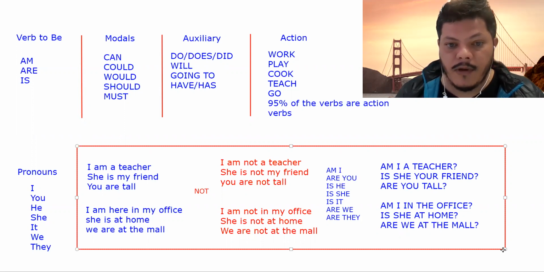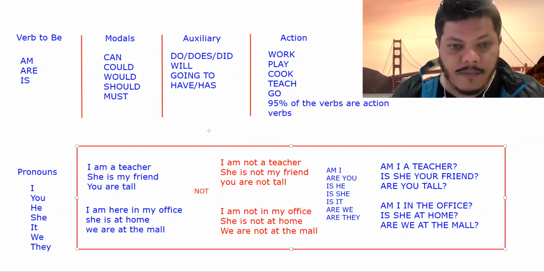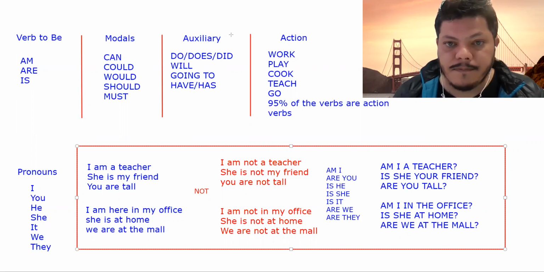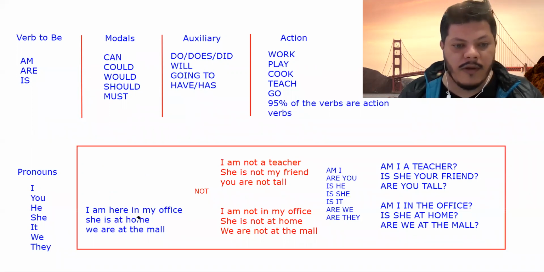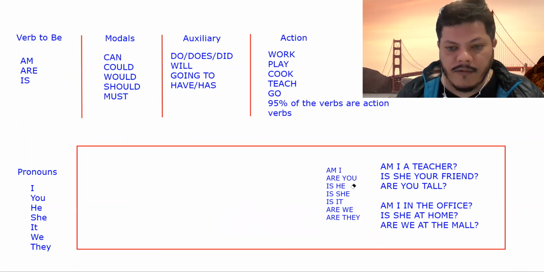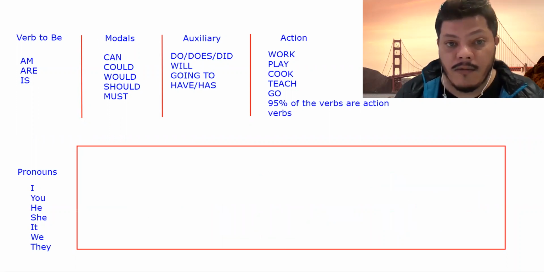All right, good, excellent. So let me erase this part of the verb to be. Get an eraser and I'm going to erase what we talked about the verb to be. And now I want to talk to you about the modal verbs.